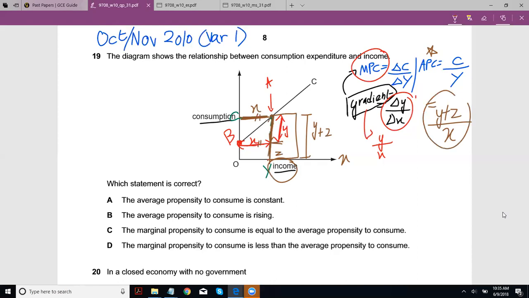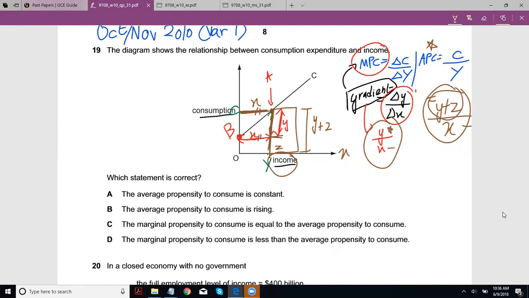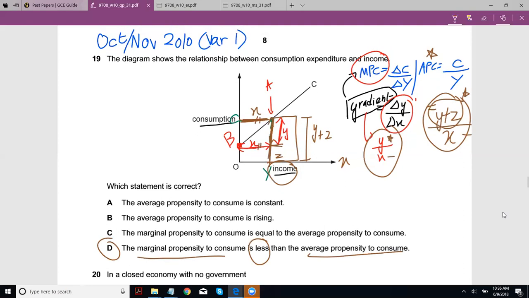So if you compare the two, it clearly shows that your MPC has a smaller numerator value. They both have the same denominator value, but your MPC has a smaller numerator value. Your APC has a larger numerator value. So this could be something like 5 upon 10, and this would be something like 8 upon 10. Clearly showing that if the numerator value of your APC is larger, then your APC as a whole would be larger, which is why we can conclude that the MPC is less than the APC. And you can do this for any particular point.